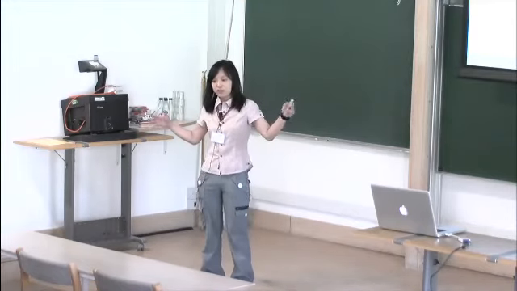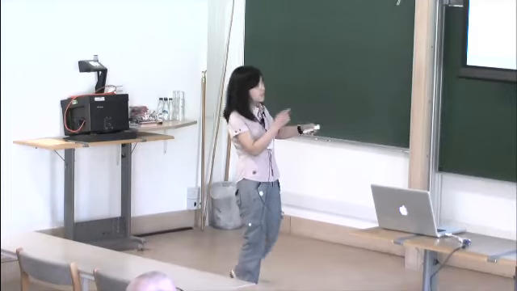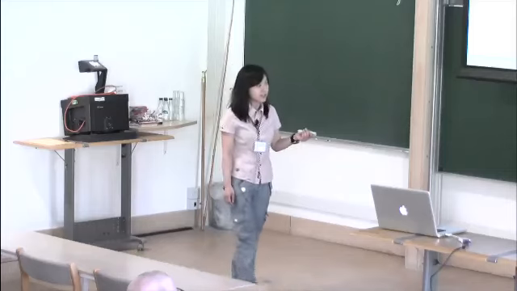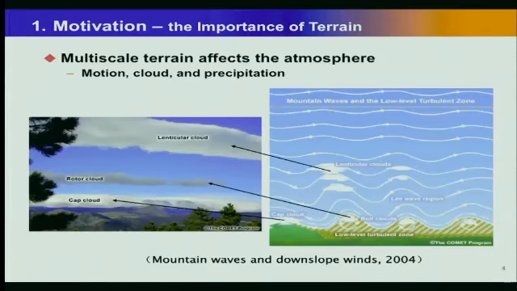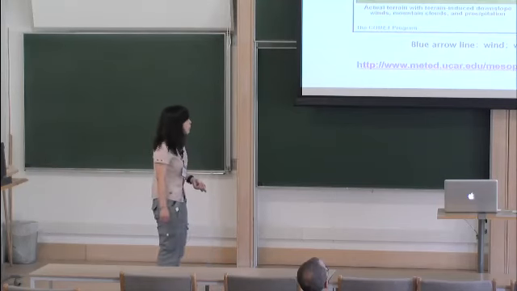Besides the large-scale mountain making the flow go over it and around it, even mesoscale terrain can affect the atmosphere significantly. Here is an example. If the airflow goes over the mesoscale terrain here, we get lee waves, and the mountain waves propagate upward, and they are associated with cloud and precipitation. So we can see that multiscale terrain significantly affects the atmosphere. We should have it in the model, but how much?